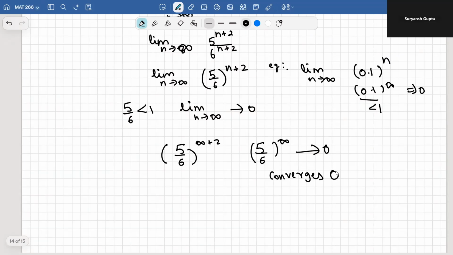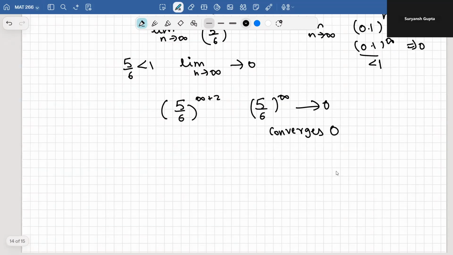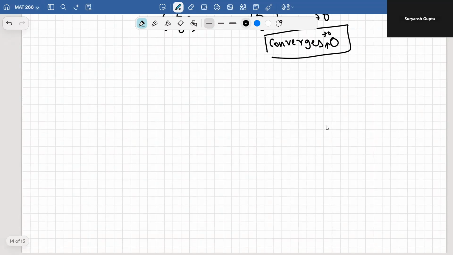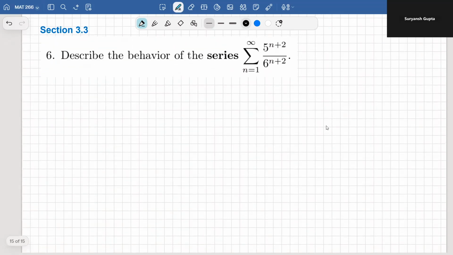Whenever it says converging, that means it should always point to a singular value. Whenever it says diverges, it's either going to infinity or it's undefined. And converges to 0 is the final answer for this question. The next question is asking us to describe the behavior of the series of the same function as the previous question.